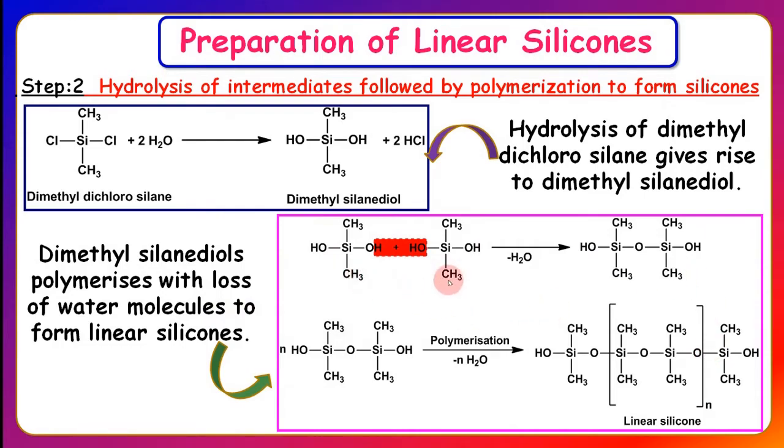Here you can observe that two molecules of dimethyl silane diol lose a water molecule to give this monomeric unit. These monomeric units polymerize with loss of water molecules to give linear silicones.